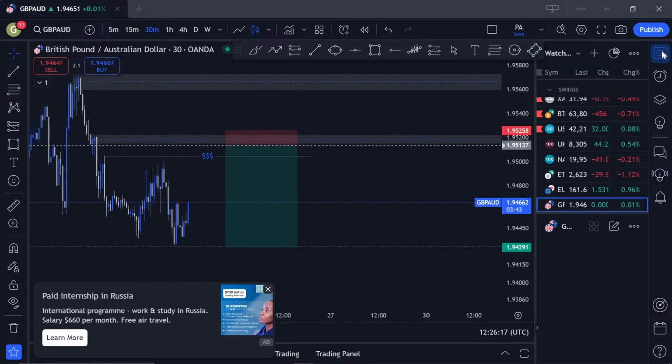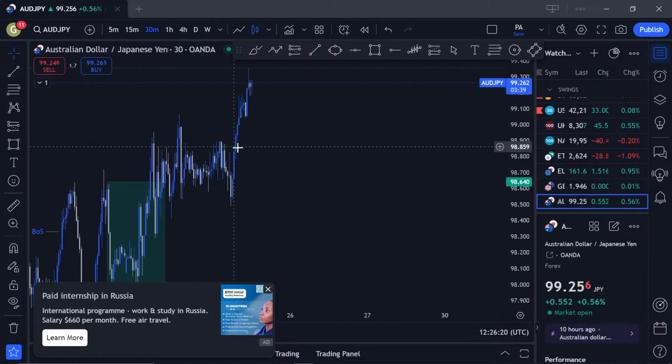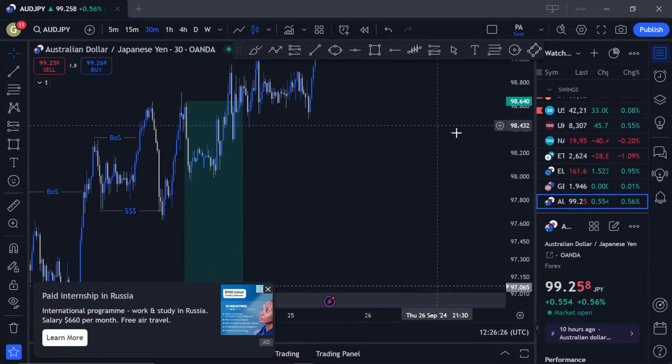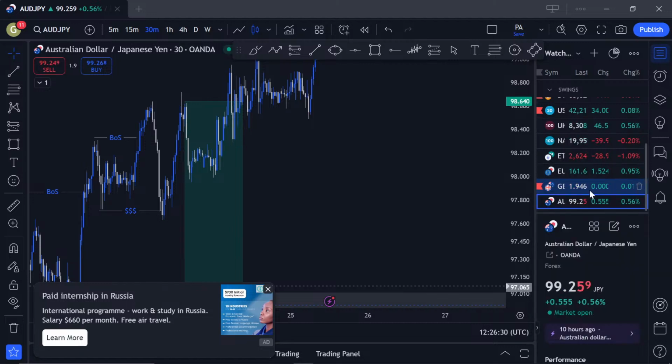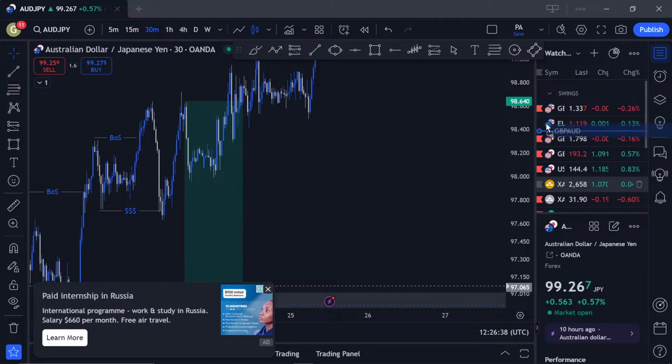So that is it for GBP Australian dollar. Let's look at the last pair we have here. That's AUD JPY. This one never came to my entry down here. So for this one, we are going to look into it from next week. So now let me just flag this one as well, and then drag it upward. So yeah, that's simply how the setups we have.